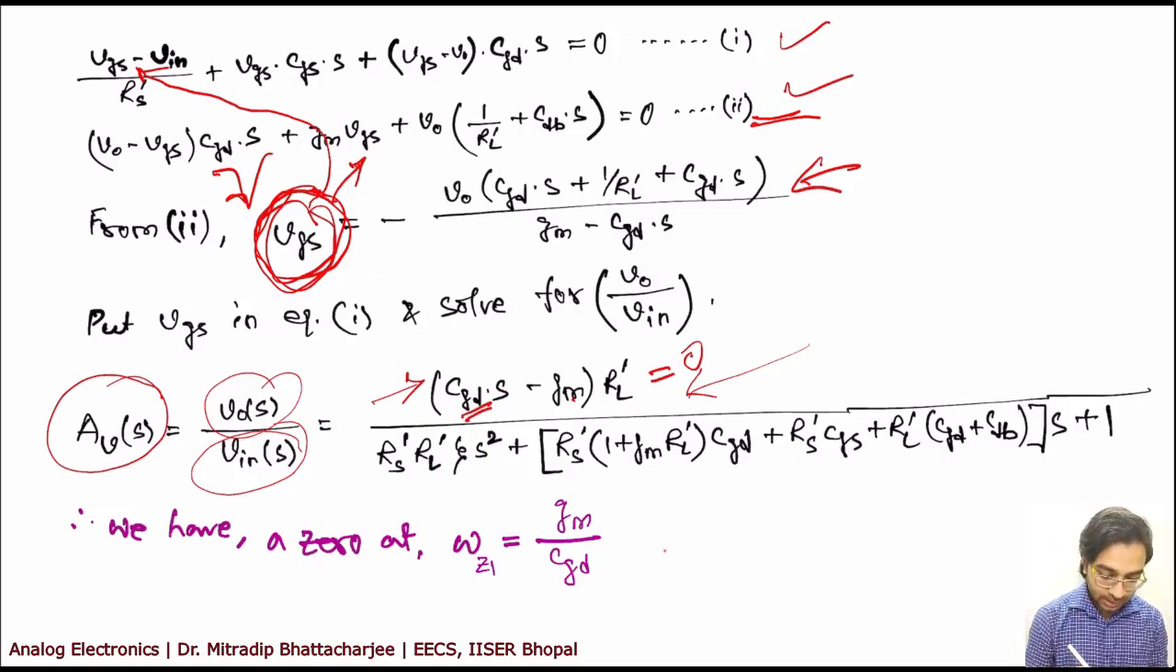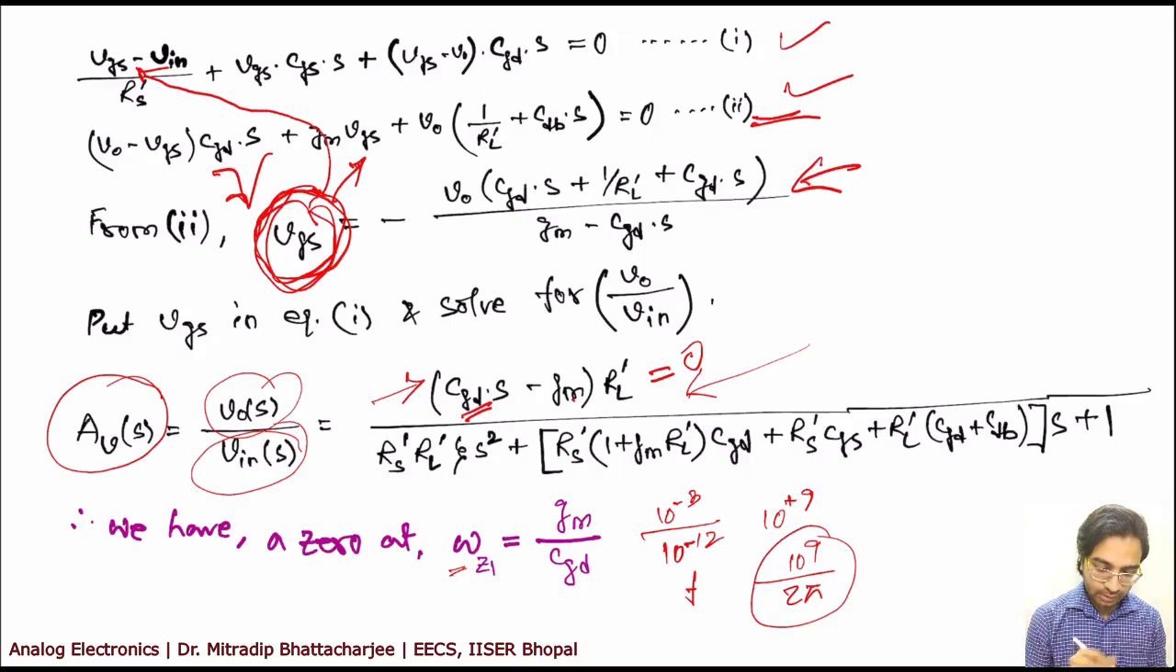However, if you see the typical value of CGD, which will be of the order of 10 to the power minus 12, GM is 10 to the power minus 3, so the resultant is 10 to the power plus 9. Okay, and you have a 2 pi factor over here, so your F will be of the order of 10 to the power 9 divided by 2 pi. So this will roughly give you something of the order of 10 to the power 8. That means 10 to the power 8 hertz. So it is a few hundred megahertz, almost close to a gigahertz, right?